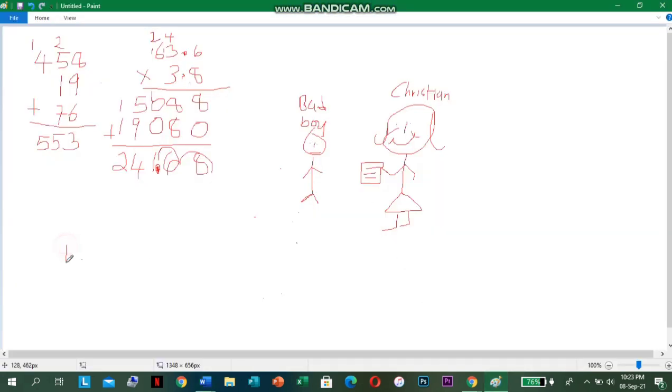Write it here. 100 cents is equal to $1. So 100 cents is equal to $1.